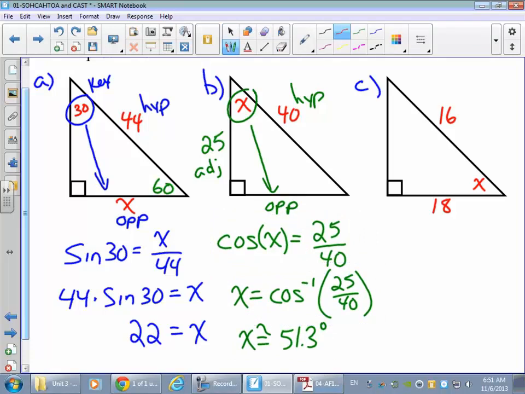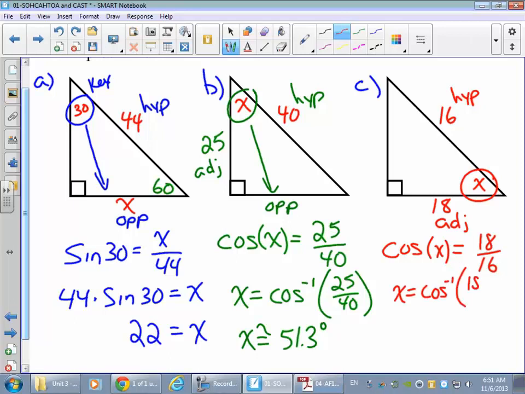And now last question. Again, focus on the x here. I have my adjacent, my hypotenuse. And as we just saw, with adjacent and hypotenuse, we'll be looking for cosine. Again, exact same question as last time. 18 over 16. x is going to be the inverse cos of 18 over 16, which I'm just punching into my calculator.